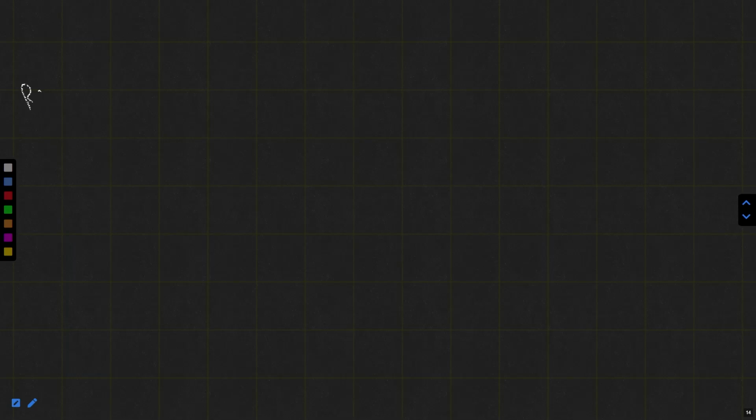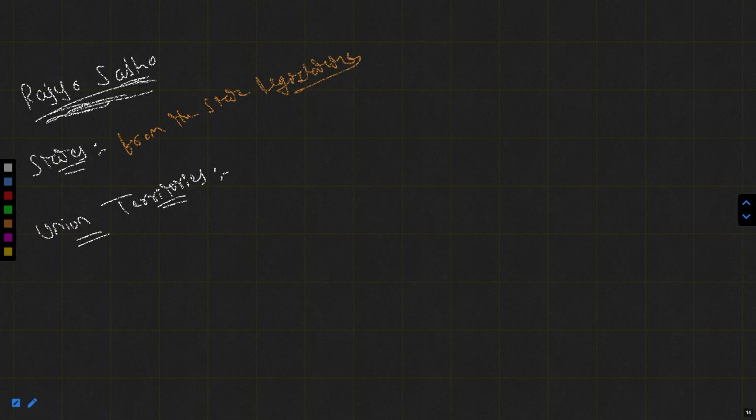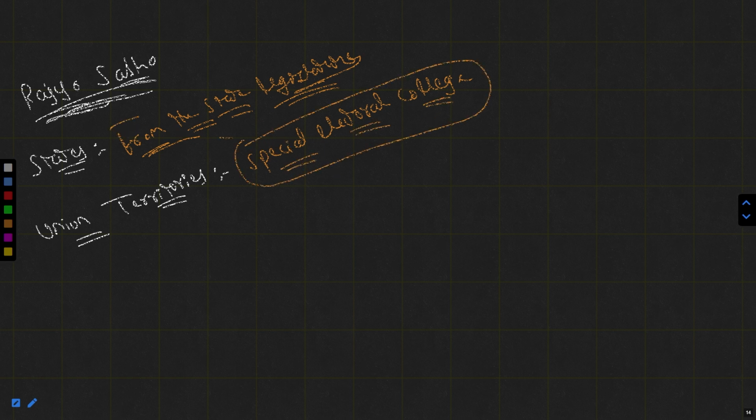Like we had discussed while we were talking about the Rajya Sabha, for the states and the union territories, the states have the election from the state legislature, while the union territories have a special electoral college to be decided. Right, that's the thing.